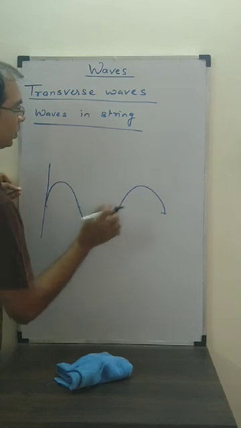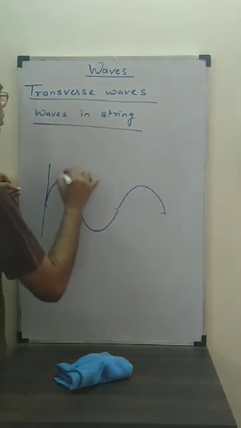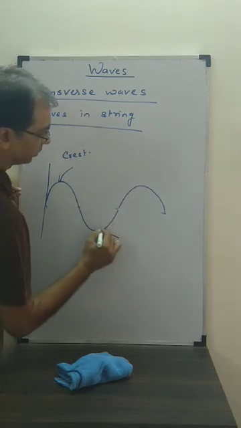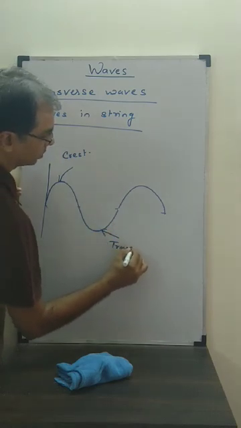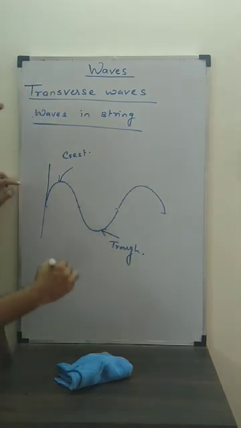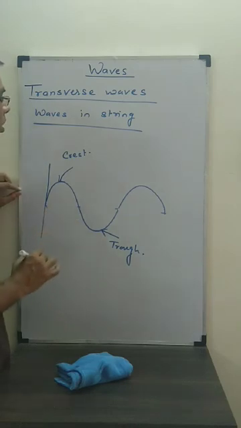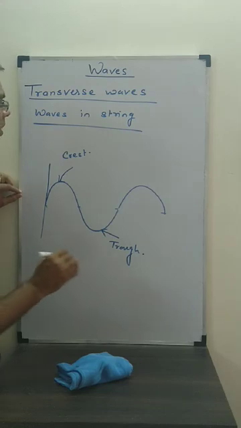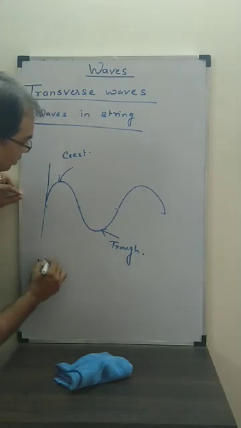Now these are called crests, and this is called a trough. There are certain basic terms that we need to know when we are talking about waves. Now what are those basic terms? The first basic term is called wavelength.